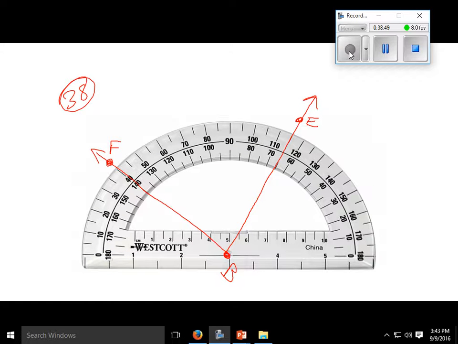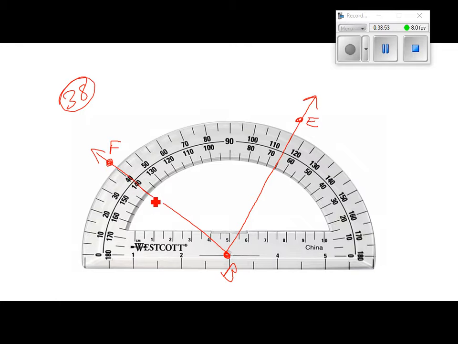38, they want us to find the measure of angle FBE. Well, they didn't line this first side up with 0, but you can still start there. We start there and we go around. That's 10, 20, 30, 40, 50, 60, 70. We don't get all the way to the next one. So 70, it looks like it's almost exactly halfway, so about 75 degrees.